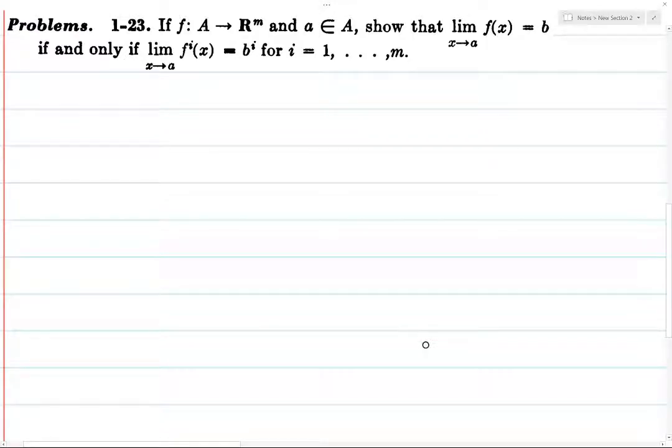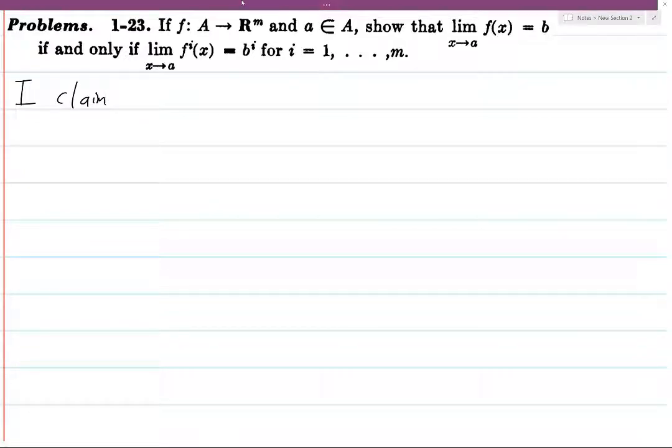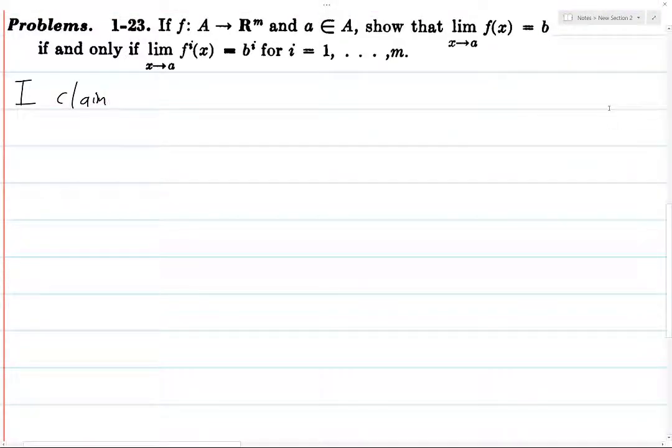Alright, let's do some more Spivak exercises. So we're talking about limits here, and we want to prove this thing. The first thing we're going to do is rewrite what we're trying to show here, these limit statements.